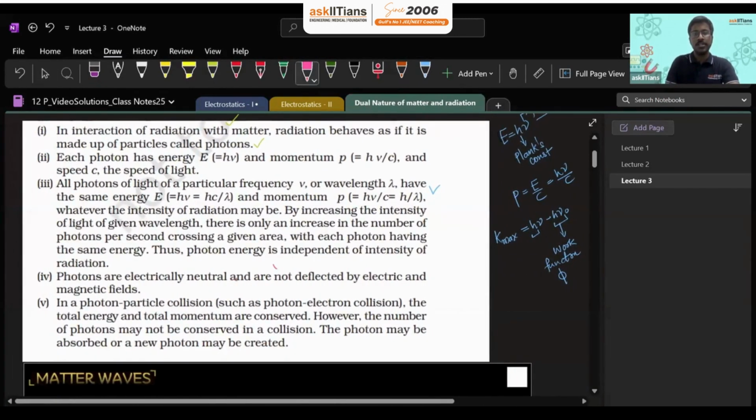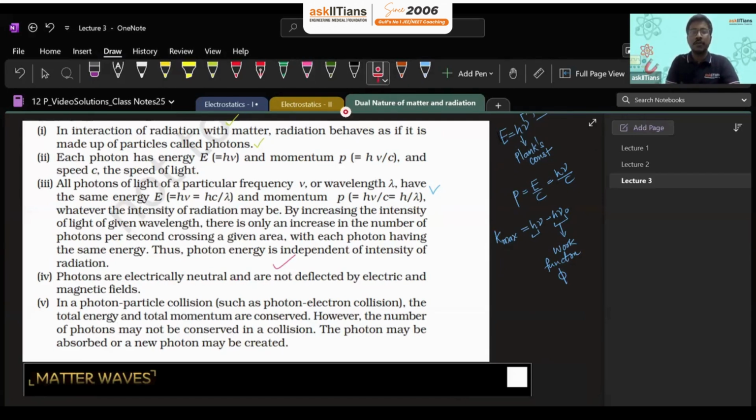So the photon energy is independent of the intensity of the radiation, and the photons are electrically neutral and are not deflected by electric and magnetic fields. That's a very important point. So we are taking the photons to be electrically neutral. They are neutral particles, right? And are not deflected by electric and magnetic fields.